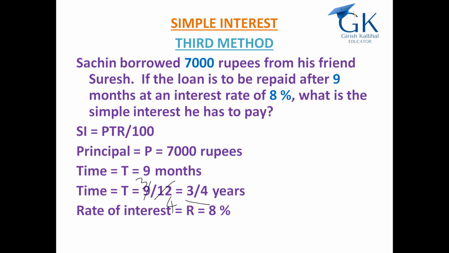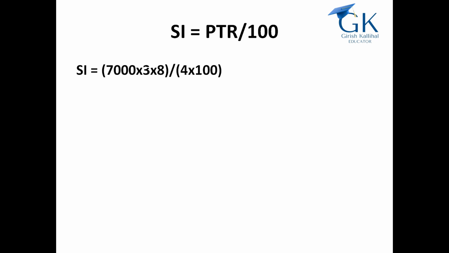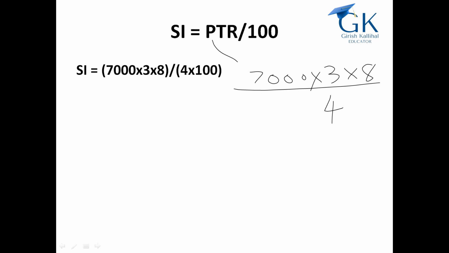And then the rate of interest they have given 8%. And using this formula and using the given data, let us substitute all these details in the formula. So SI is equal to PTR divided by 100, and if I substitute this one, it will be like this. P is 7,000, and T is 3 by 4, and the rate of interest is 8% divided by 100. This 0 will get cancelled, and this 0 and this 0 will get cancelled. 4 ones are 4 and 4 twos are 8.